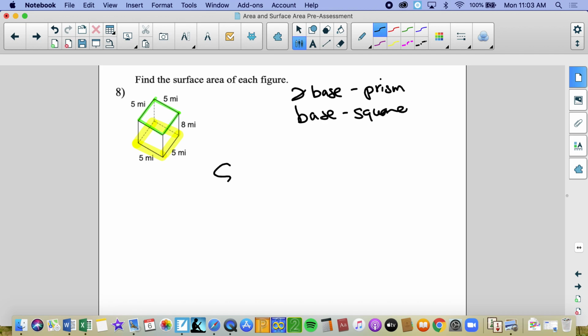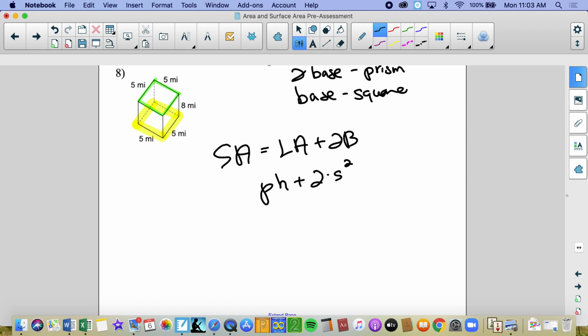Now we know that surface area of all prisms is going to be lateral area plus 2 times big B, which represents the base area. So my lateral area, remember on all prisms, lateral area is going to be the perimeter of that base times the height plus 2 times the base shape. The base shape is a square, so we put in the area formula for the area of a square.